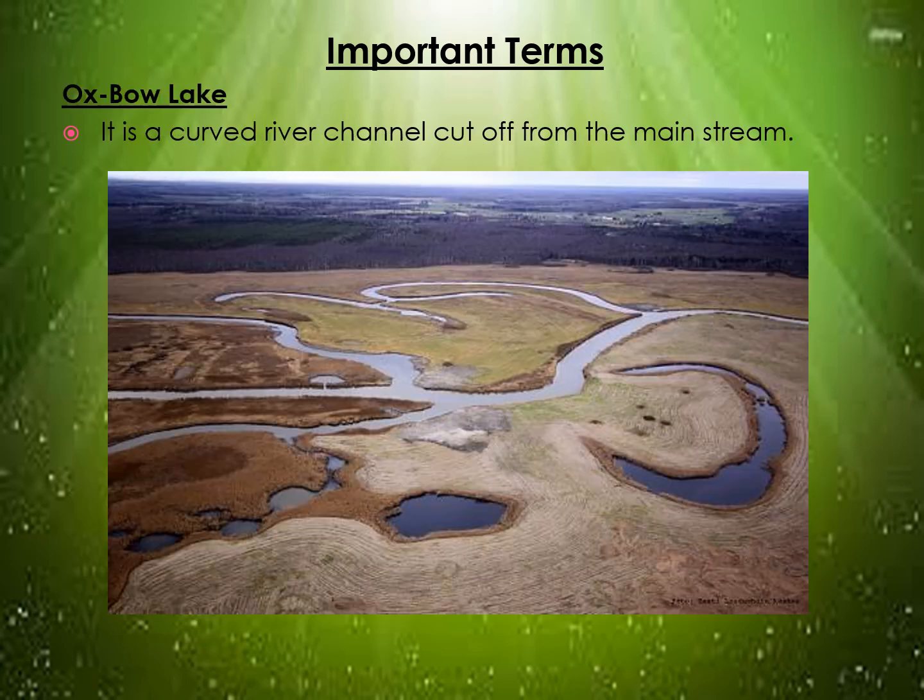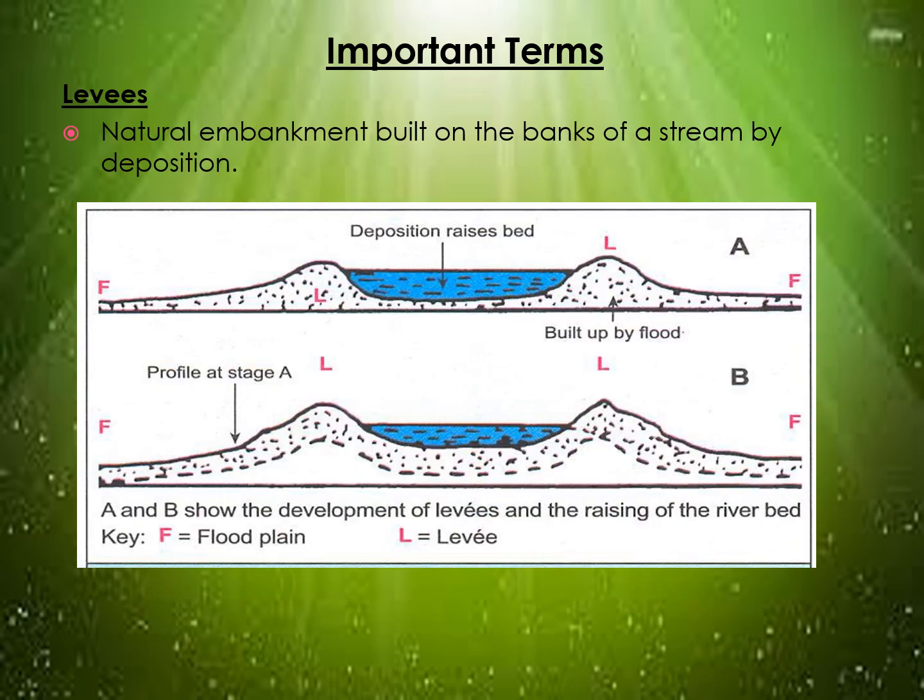Here is a sharp turn. An oxbow lake is a curved river channel cut off from the mainstream. When the meander has deposited materials on the curves, you can see it over here, and the curves are covered with deposited material, the zigzag pattern is cut off from the main river, and that curve makes up the oxbow lake. Then we have levees. These are natural embankments built on the banks of a stream by the deposited materials. You can see over here that these are called levees.